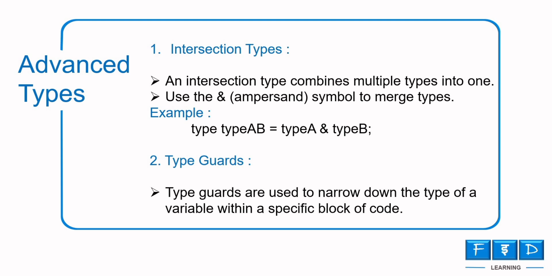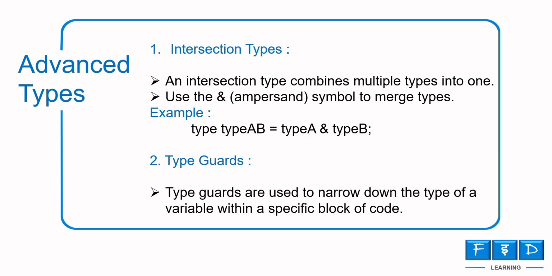So first, we will see the intersection types. An intersection type combines multiple types into one, which means it creates a new type by combining multiple existing types, and the new type has all features of the existing types. And to combine types, we use the ampersand symbol. Like here, you can see the example: type AB equals type A and type B. It means type AB will have all properties from both type A and type B.